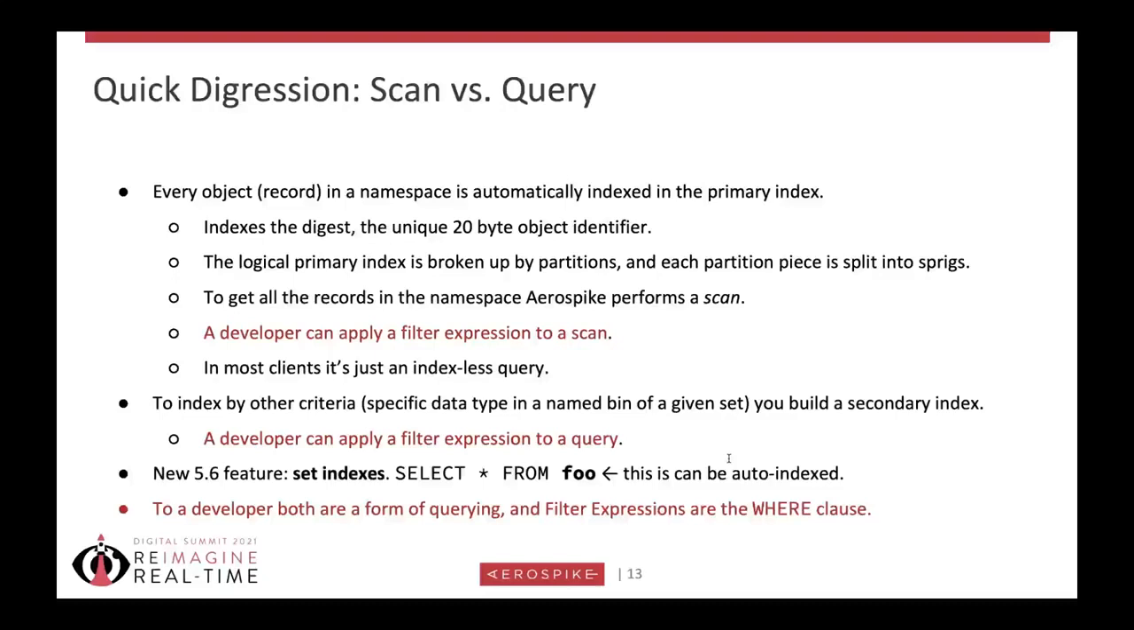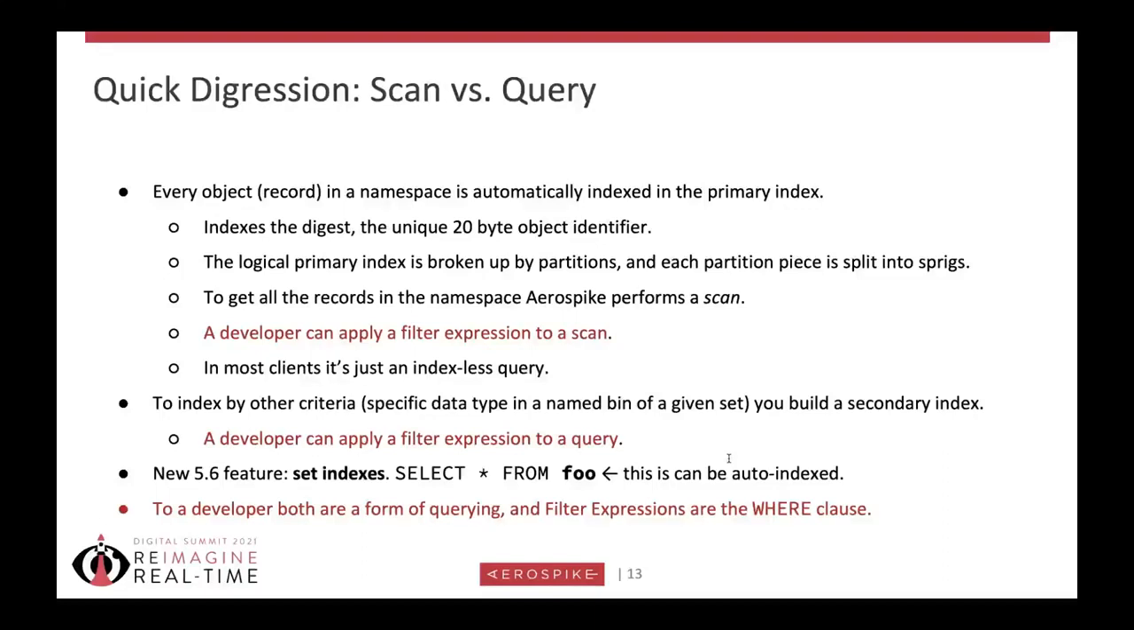Each partition locally on the node has the partition actually split into sprigs, which are little RB trees. And this is how we find the record. We hop to the correct sprig very quickly and deterministically, and then we just walk that sprig to find the record in there. So to get all the records in the namespace, Aerospike has to perform what we call a scan.